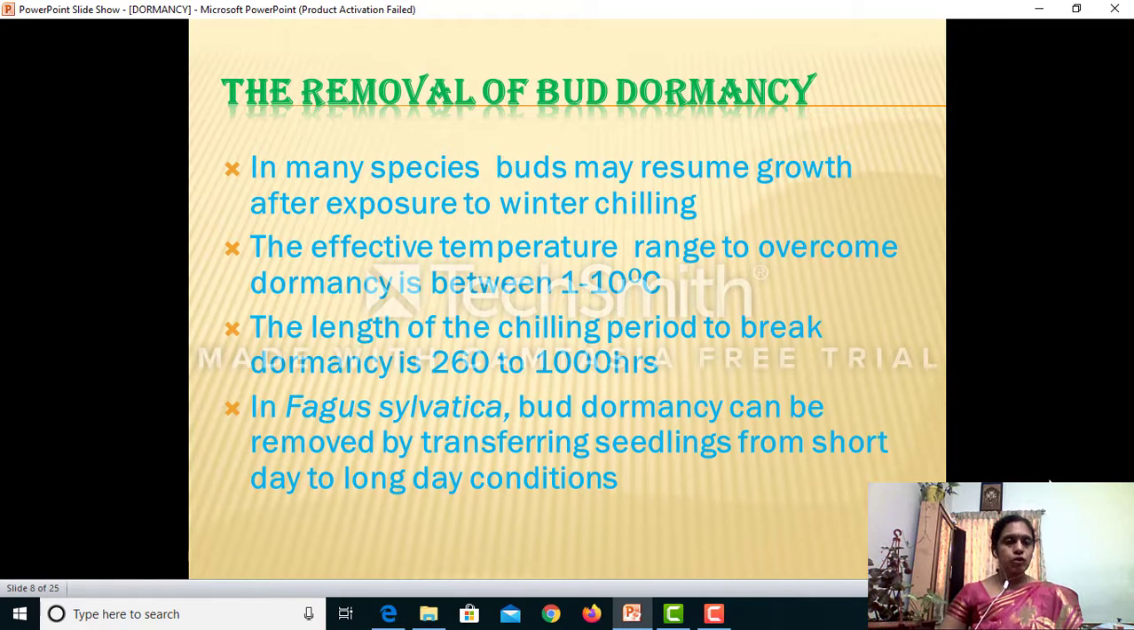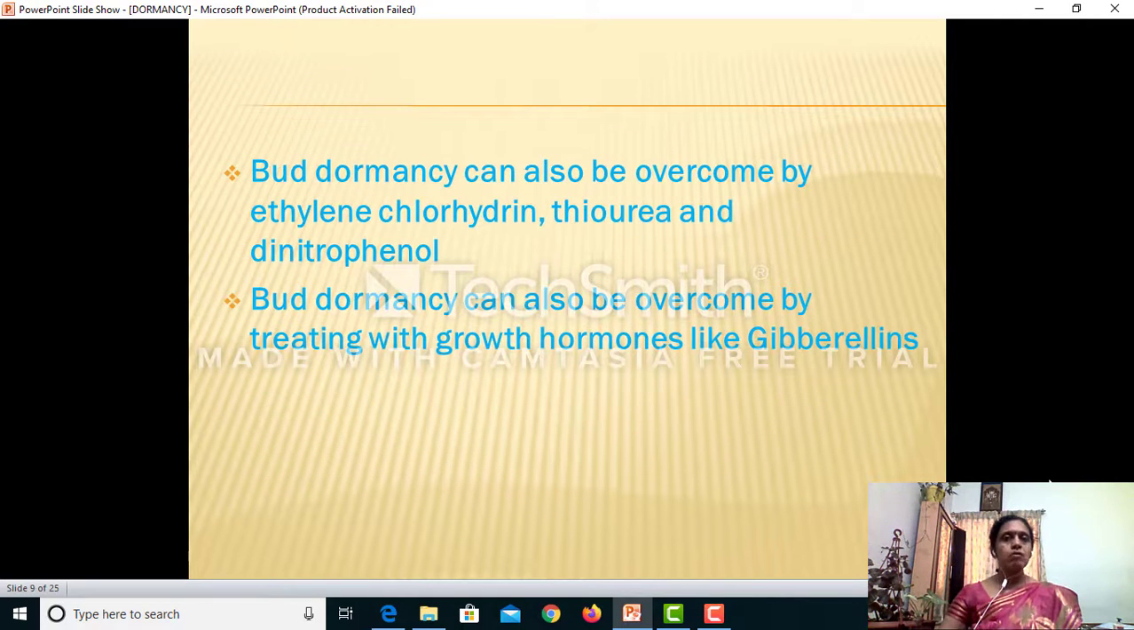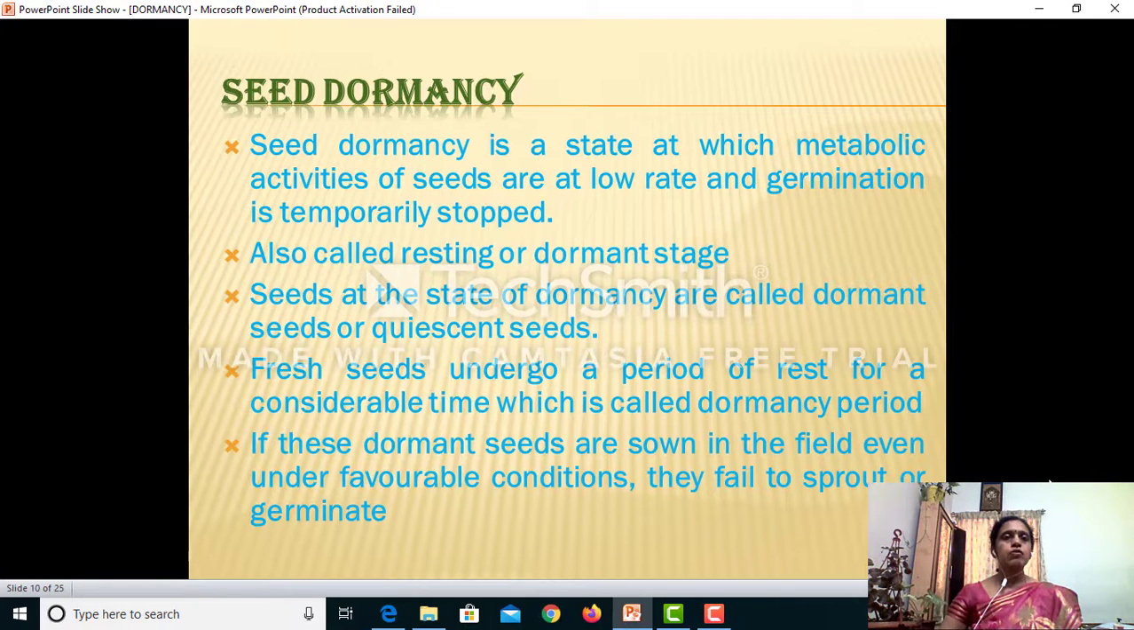Previously I told you about Fagus sylvatica, which is a short day plant, but dormancy can be removed by transferring seedlings from short day to long day conditions. Dormancy can also be overcome by ethylene chlorhydrin, thiourea and dinitrophenol. It can also be overcome by treating with growth hormones like gibberellins. So, these are some of the things about bud dormancy.